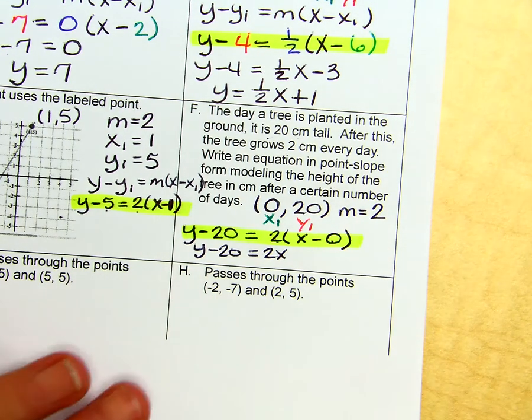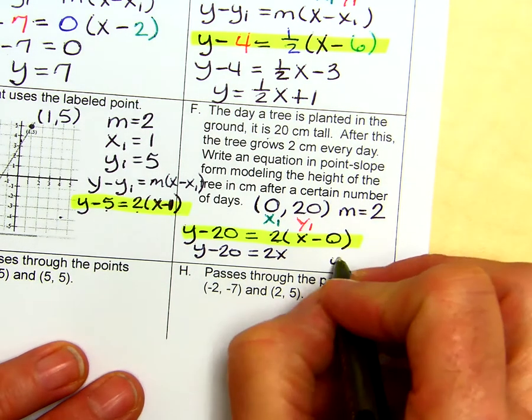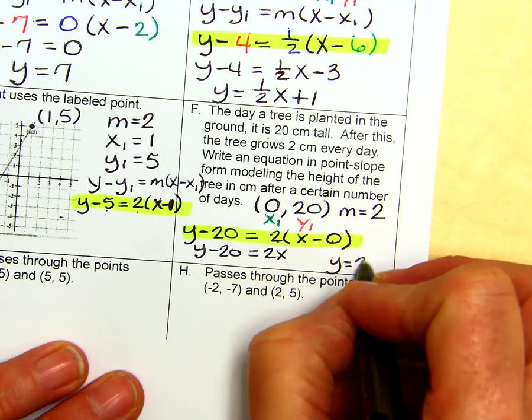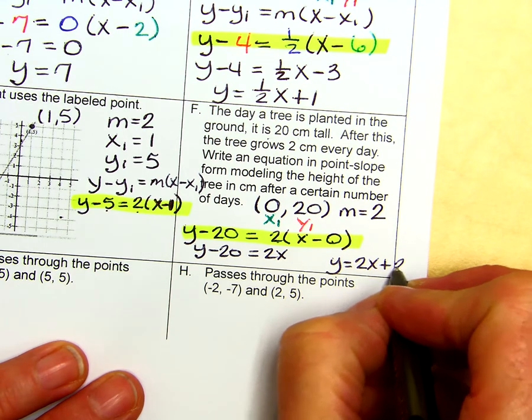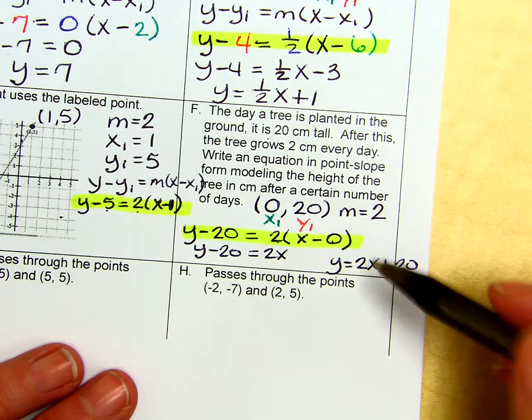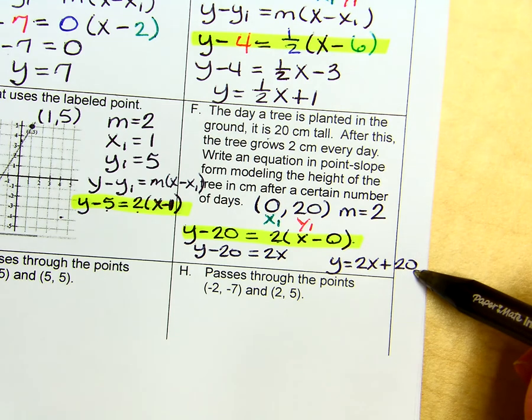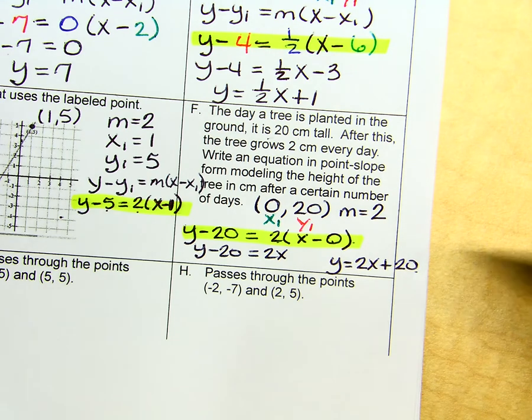To solve this for y and put it in slope-intercept form, at this point we need to add 20 to both sides, so we would end up with y equals 2x plus 20, and this would be slope-intercept form. Here is point slope form. The y equals is our slope-intercept form.